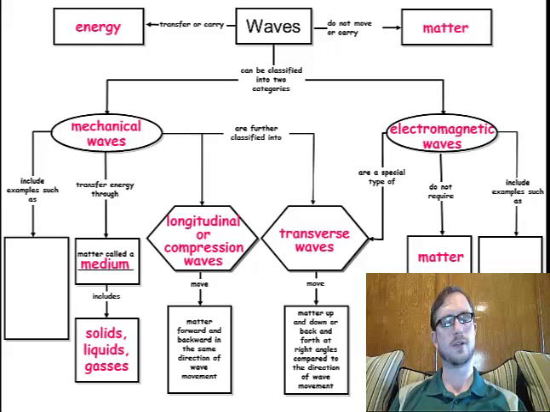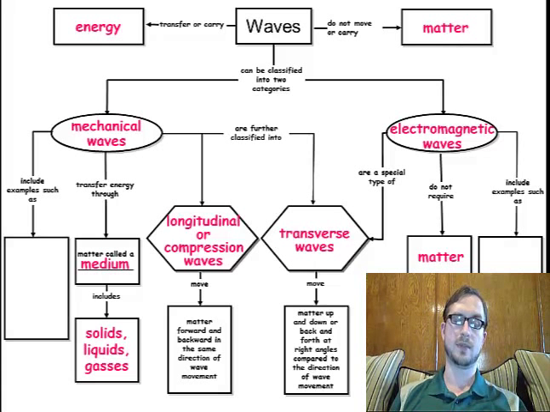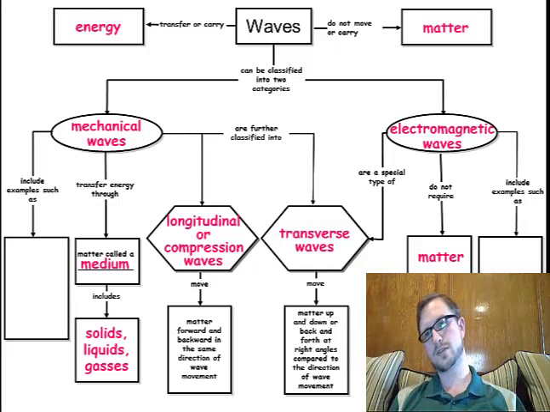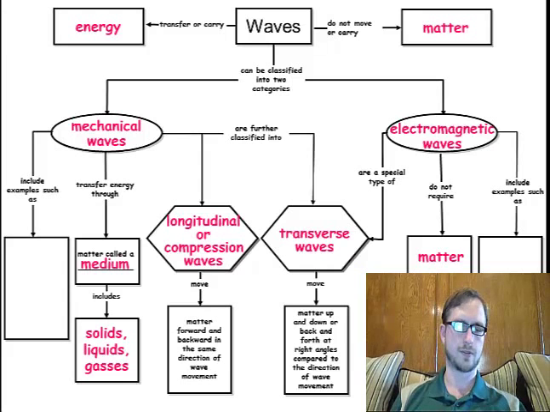Now, our electromagnetic waves do not require matter. They can move through empty space to transfer energy. They include examples such as light. Light is our special case of electromagnetic waves, and they are transverse, the electric field and the magnetic field.